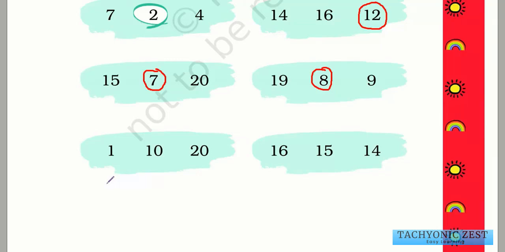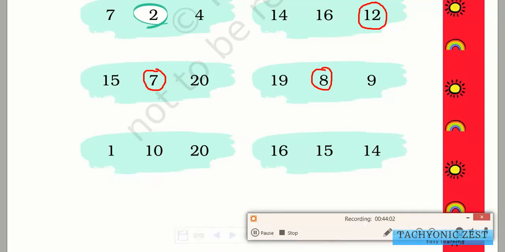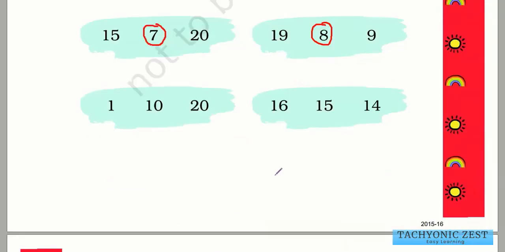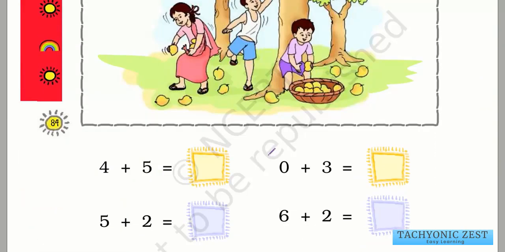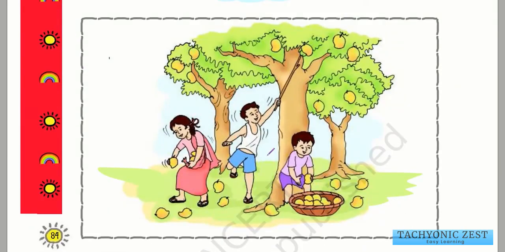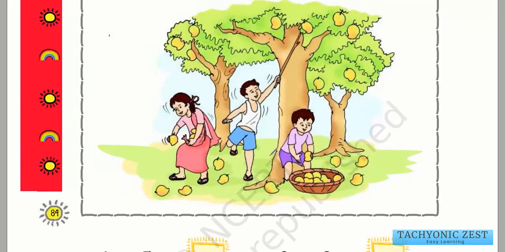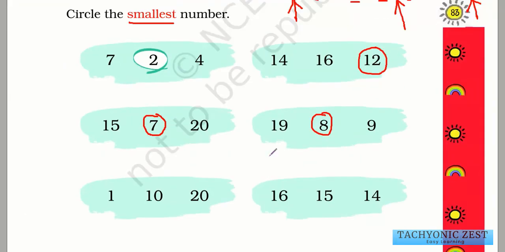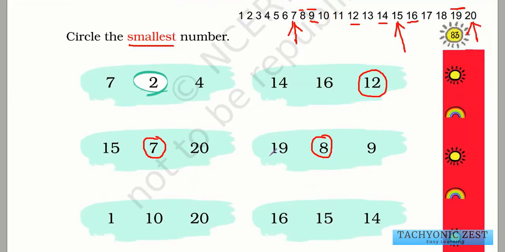So now in the next lecture we will learn addition and subtraction of numbers from 10 to 20, and we will see some more examples of addition and subtraction. Okay, so I hope you all understood this topic, finding the smaller number, bigger number, finding the smallest number and biggest number.